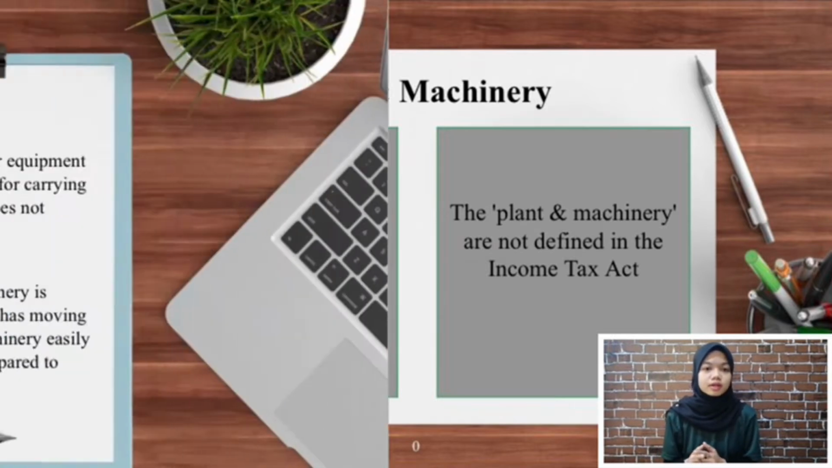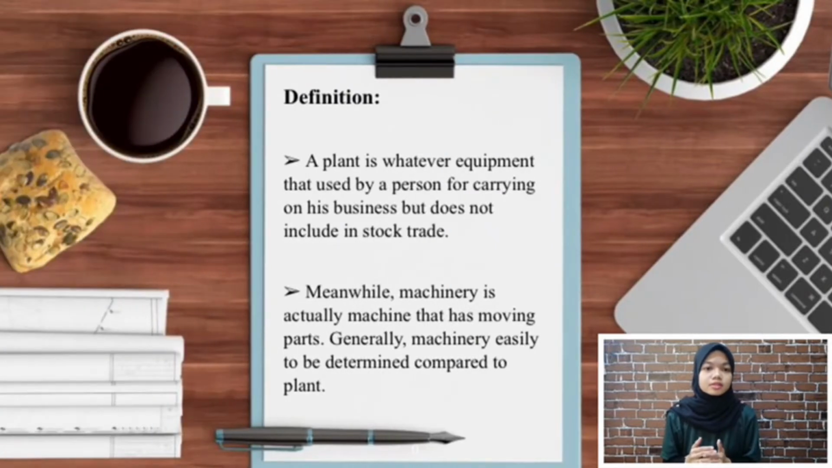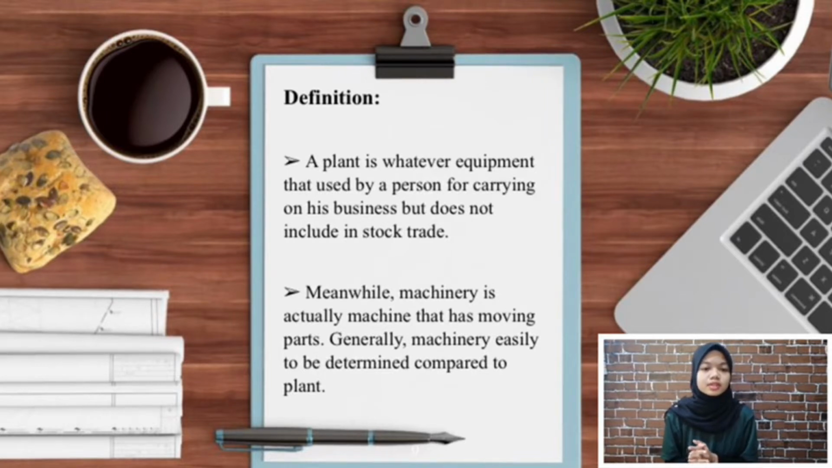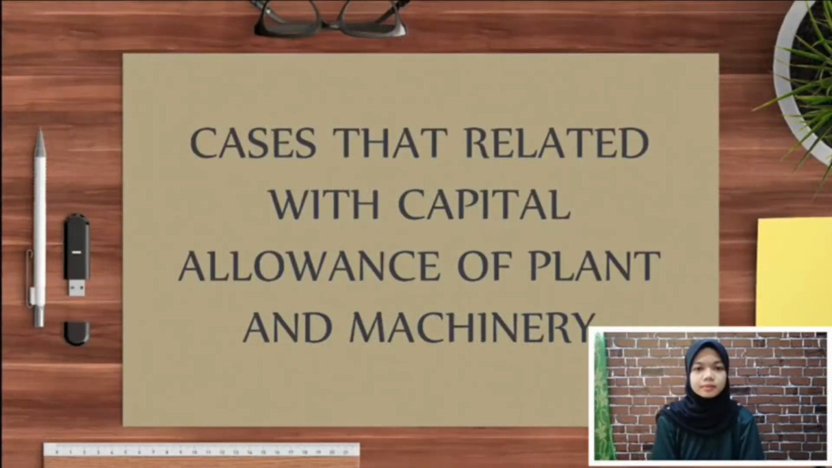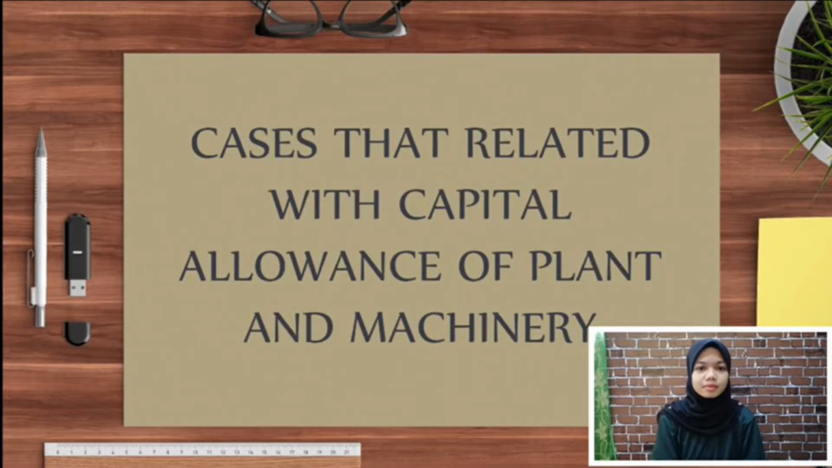So now, what is the real definition of plant and machinery itself? A plant is whatever equipment is used by a person for carrying on his business but does not include the stock in trade. Meanwhile, machinery is actually a machine that has moving parts, and generally machinery is easier to determine compared to the plant. Now, I will talk about the cases related to capital allowance of plant and machinery.